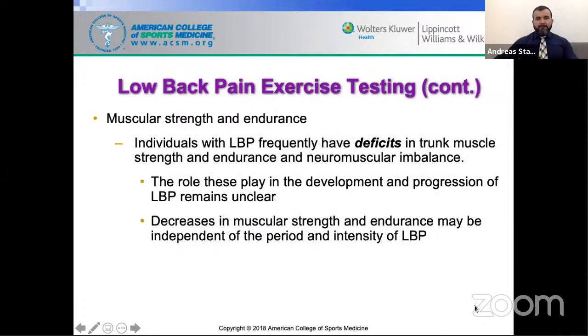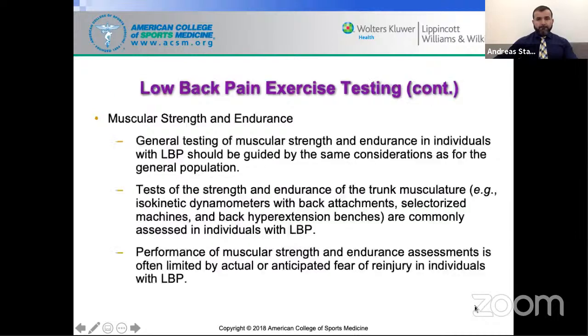Muscular strength, sure. And one of the reasons that we may have LBP is muscle deficits around our trunk muscles, right? So we need to figure that out and fix it. Same considerations as for the general population, sure. We'll have a test here, yes, same thing.